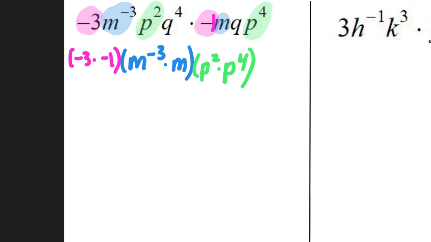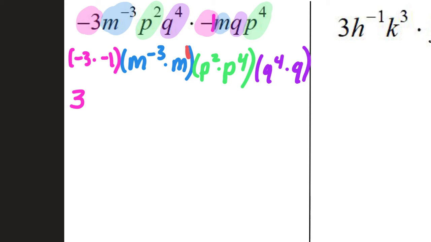And then lastly, for my q's, I have a q to the 4th and a term that's just q. So I have q to the 4th times q. Now for each of these, I'm going to simplify. So negative 3 times negative 1 is just 3. We know that when there isn't an exponent, this really is an m to the 1st.